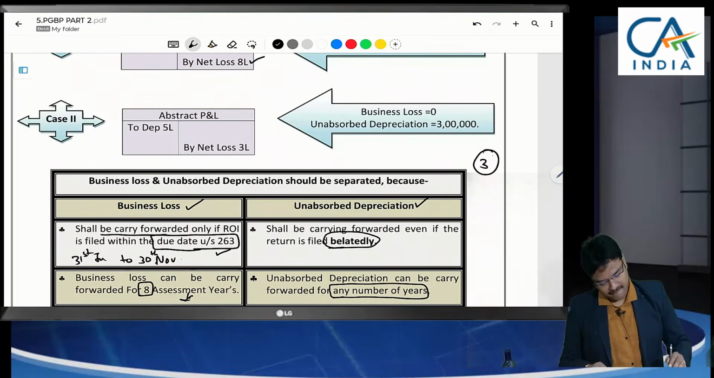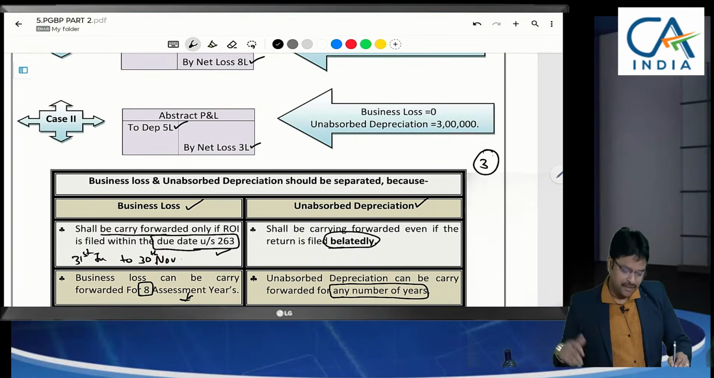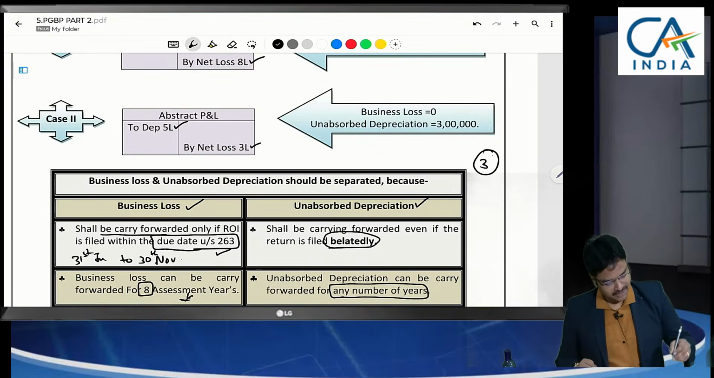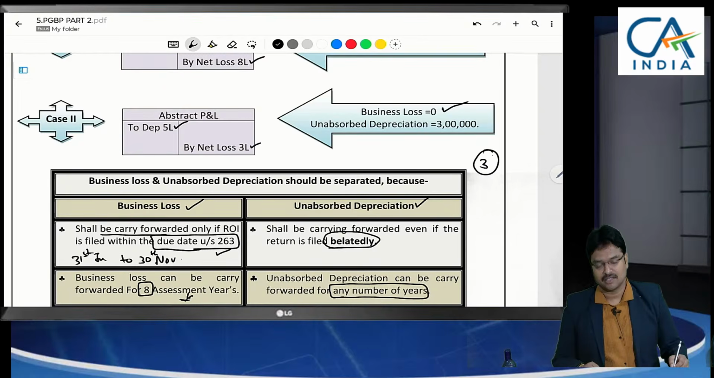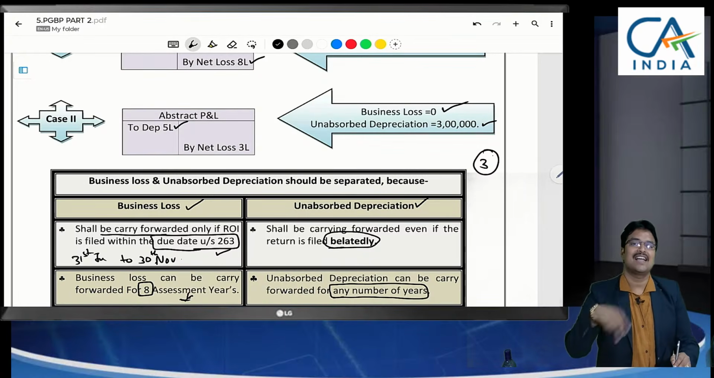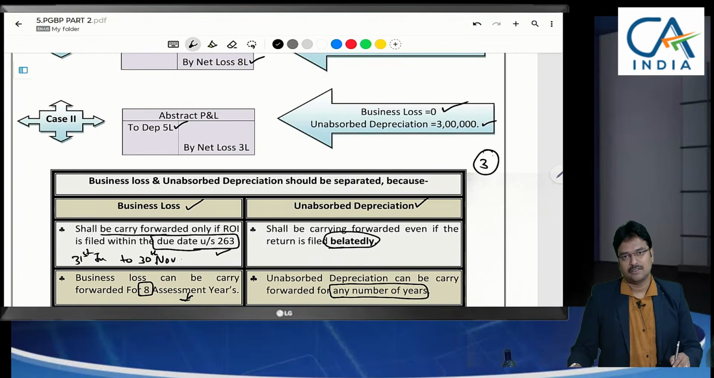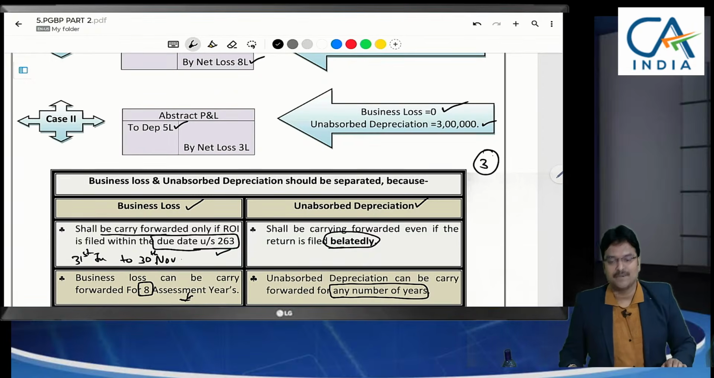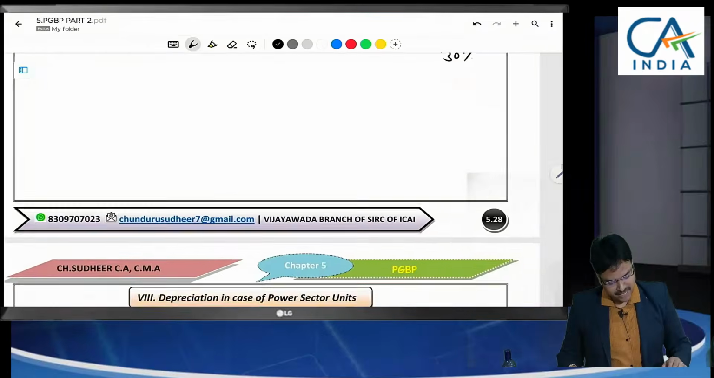Another example, net loss is 3 lakhs after writing depreciation of 5 lakhs. If depreciation is not written, business is in profit of 2 lakhs. That is why business loss is 0 in this case. The entire loss of 3 lakhs is unabsorbed depreciation. Out of total depreciation of 5 lakhs, 2 lakhs has been absorbed with the profits. That is why the balance 3 lakhs will be called unabsorbed depreciation. So, like this, business loss and unabsorbed depreciation have to be separated.